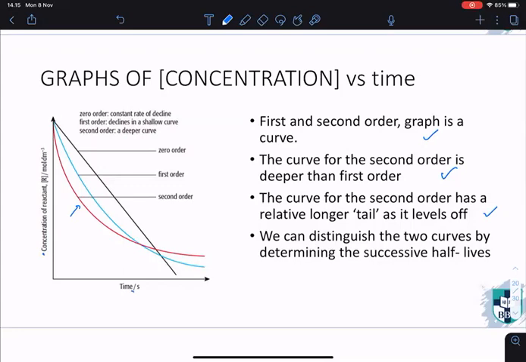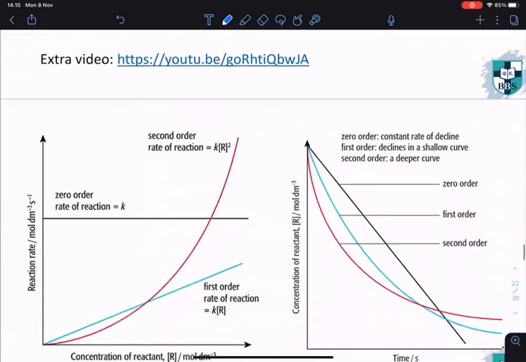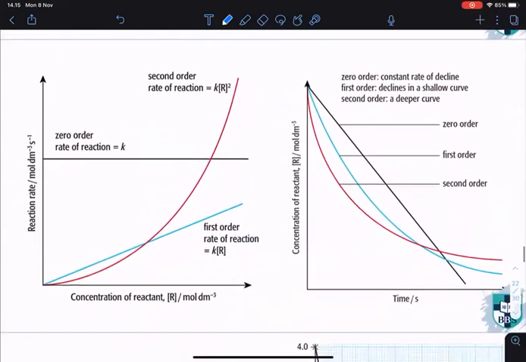But most of the time, they don't exist together. When you sketch the graph, you only sketch one. Either you see a straight line or you see a curve. So how do I identify first order and second order? Zero order is quite easy: it's a straight line going down. But for first order and second order, you need to look at what we call half-life.